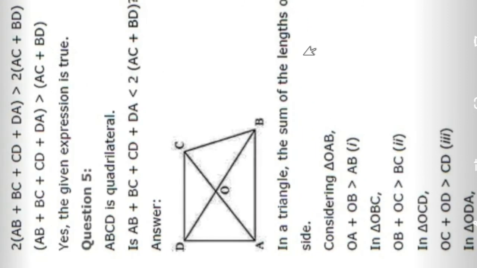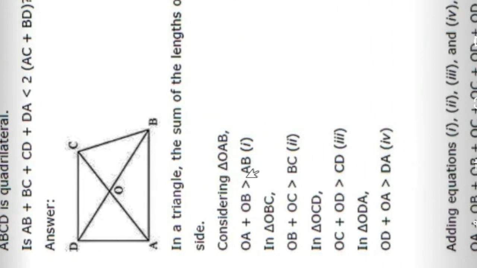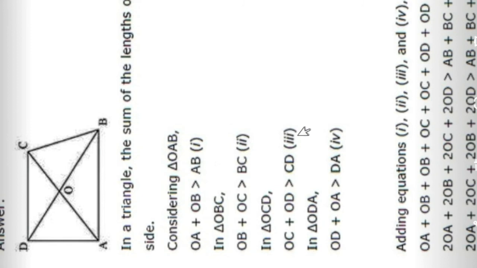Now we will consider the triangle OAB. So in triangle OAB, OA plus OB is greater than AB. In triangle OBC, OB plus OC is greater than BC. In triangle OCD, OC plus OD is greater than CD. And in triangle ODA, OD plus OA is greater than DA. So these 4 results we will add now.